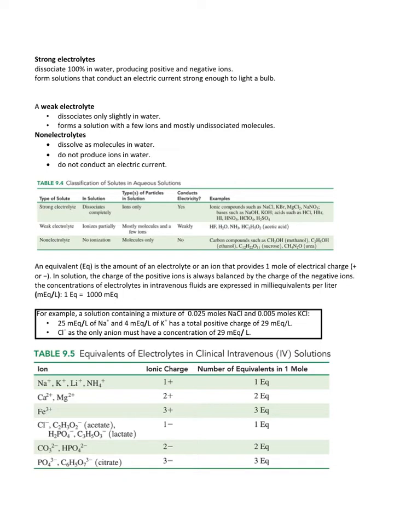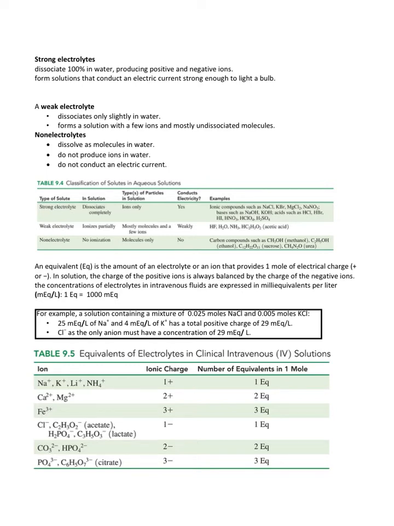Our strong electrolytes typically come from ionic compounds, such as sodium chloride, magnesium chloride, sodium nitrate. Our weak electrolytes tend to come from acids like acetic acid or hydrofluoric acid, or, for example, weak bases like ammonia. Non-electrolytes, which do not ionize at all, tend to come from our covalent compounds, like carbon-containing compounds such as methanol or ethanol, sugar like sucrose, urea. So basically, your covalent compounds tend to make your non-electrolytes.